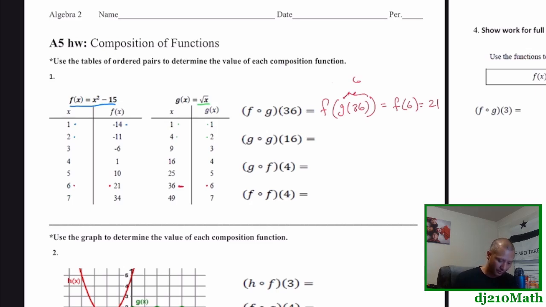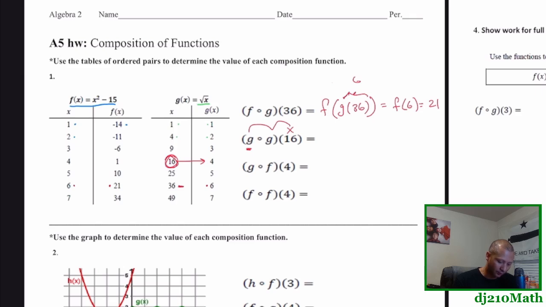So now, again, this is my x. You always start with that most right value. That's your x. And then you just work your way left. So when x is 16, I'm going to plug that into g. When x is 16, I plug into g, we get 4. So 4 is my new x value. I've got to take 4 and plug it into g again.